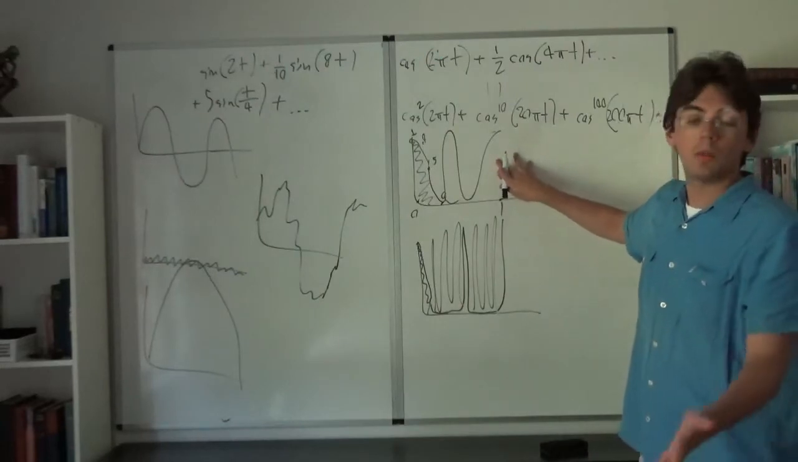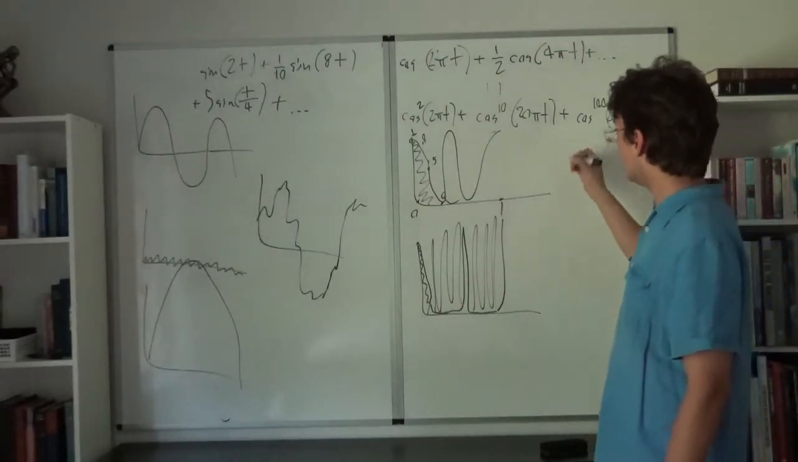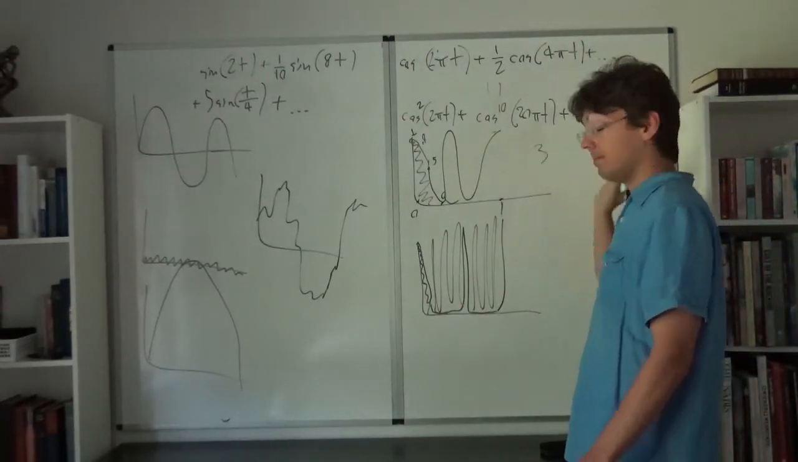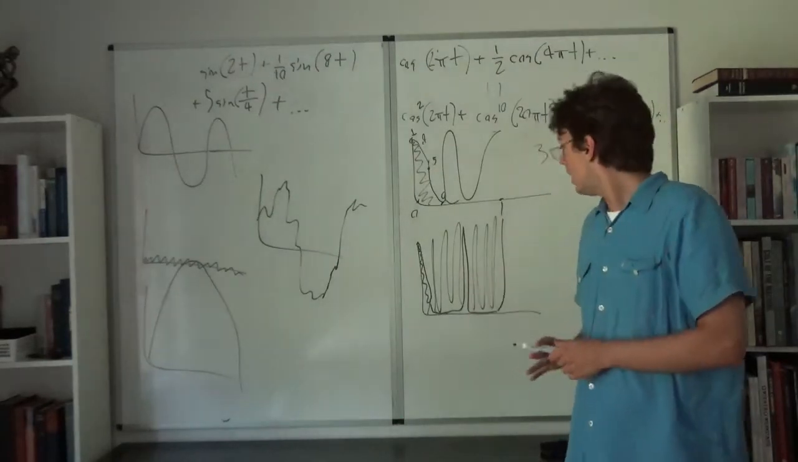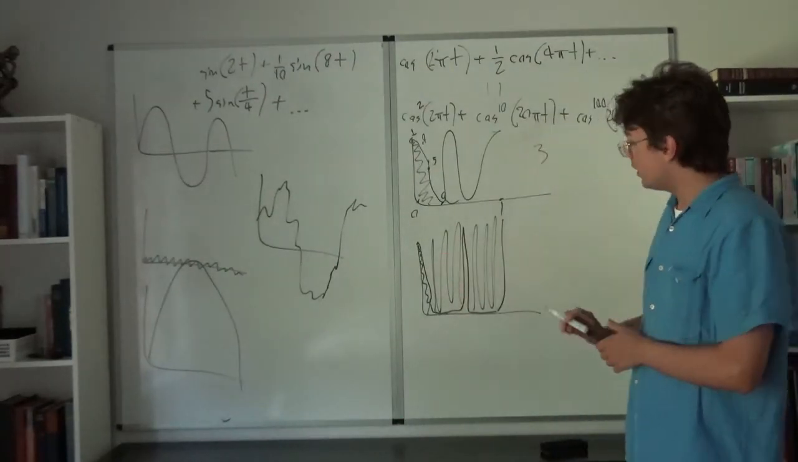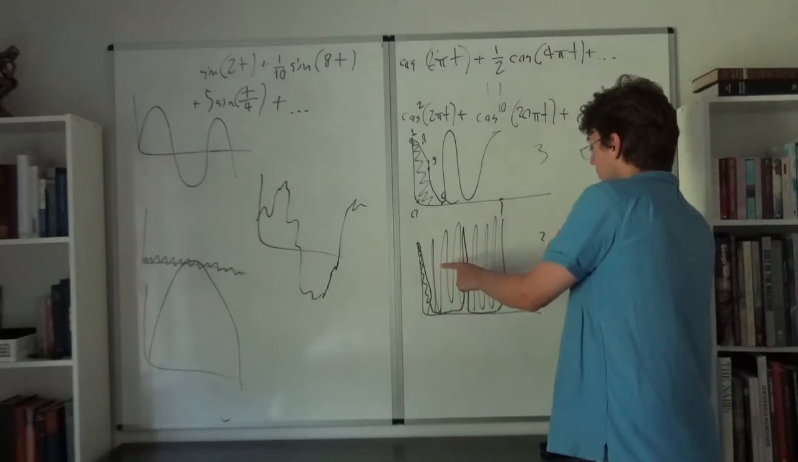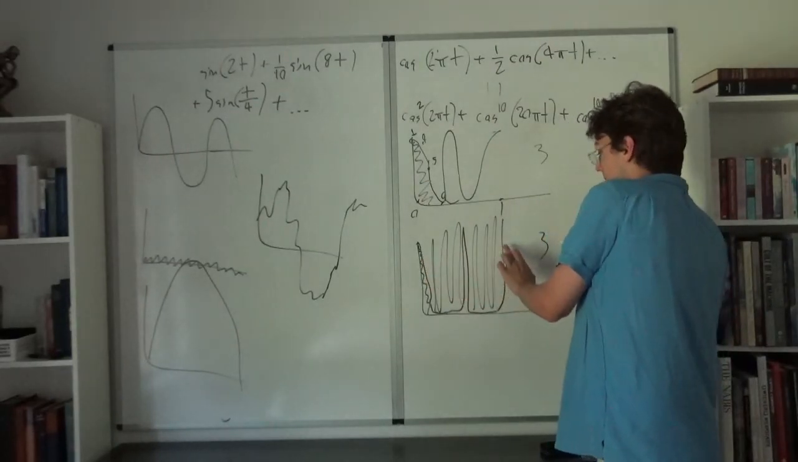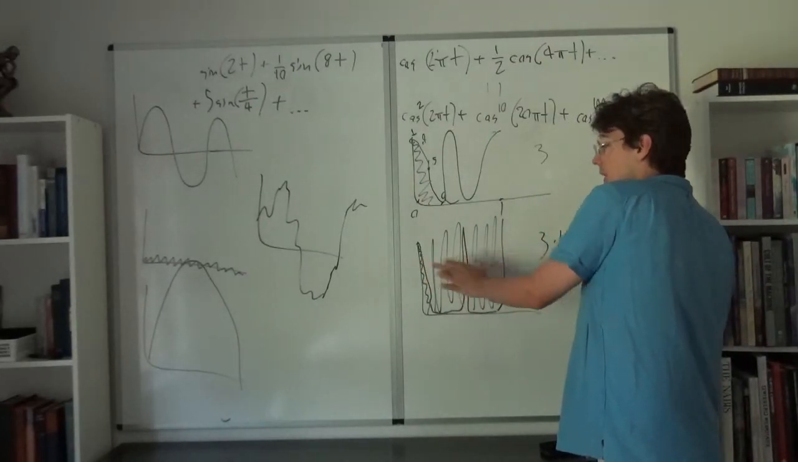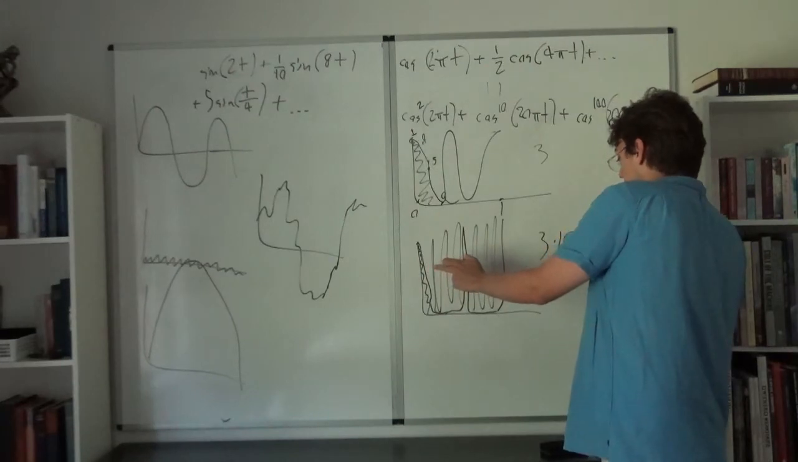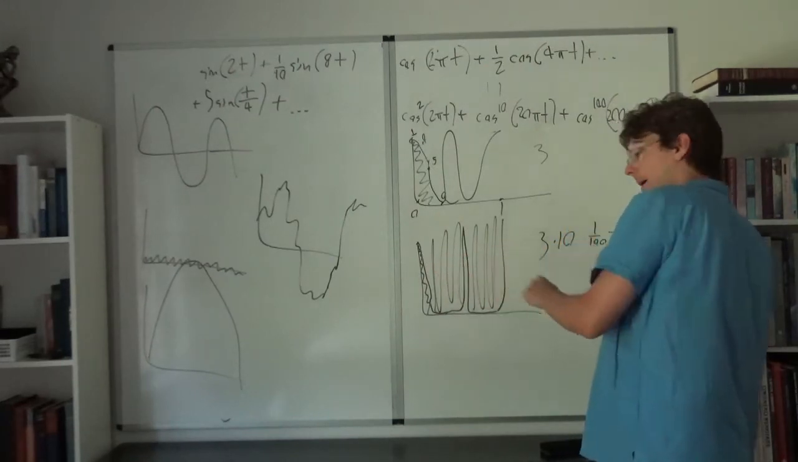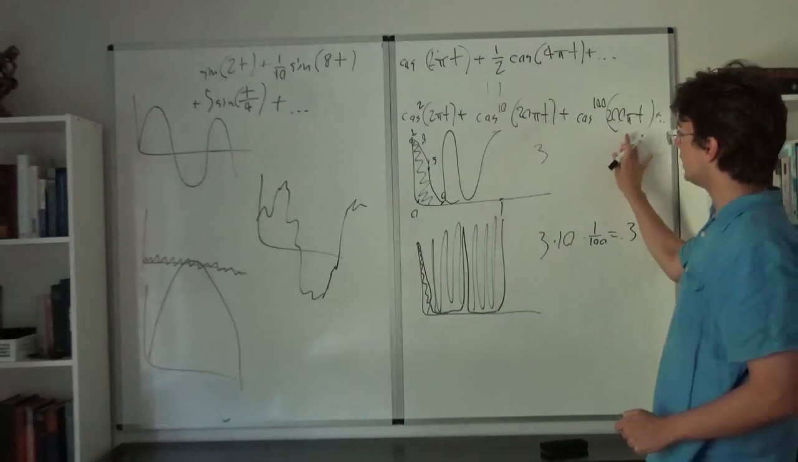So if this, hypothetically, had an area of 3, I'm just going to make up a number, this right here has 10 times as many spikes, but they're all 1/100th of the value. Okay? And same thing with this here.